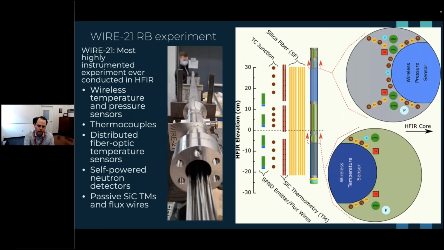and it really set us up well for bringing these instrumented leads out of these experiments using more, I guess, newer technology, not just thermocouples, but more advanced sensors. Next slide.